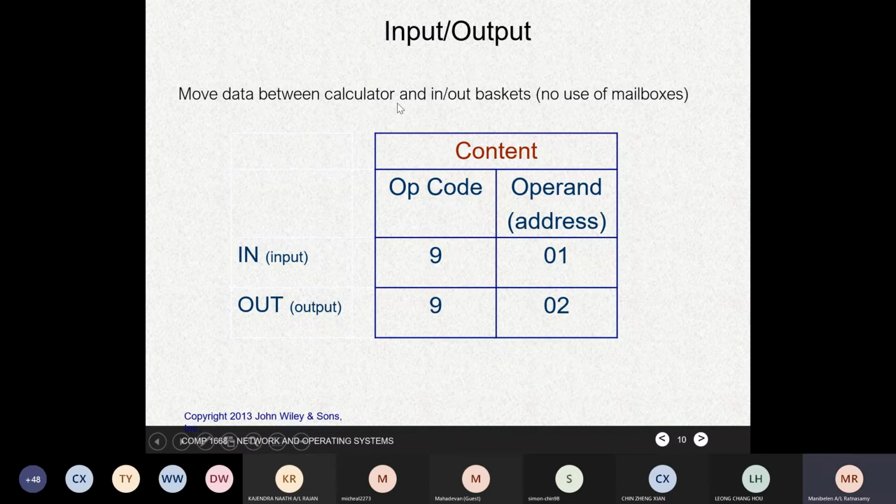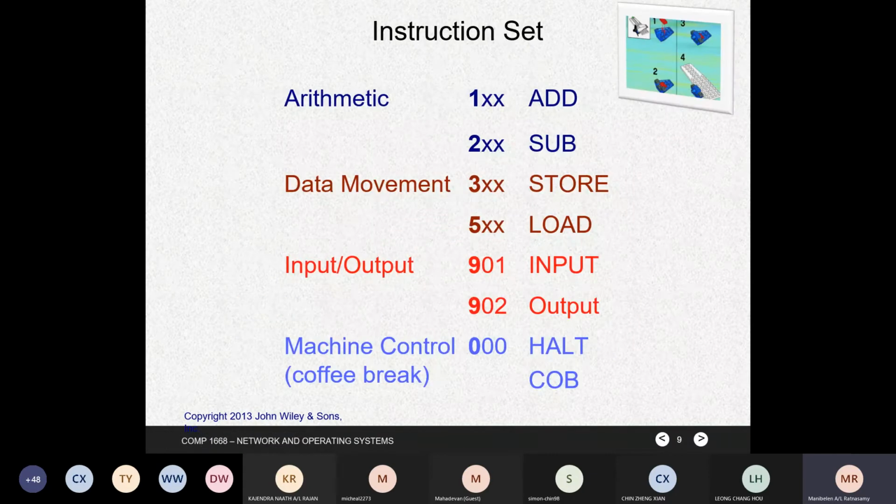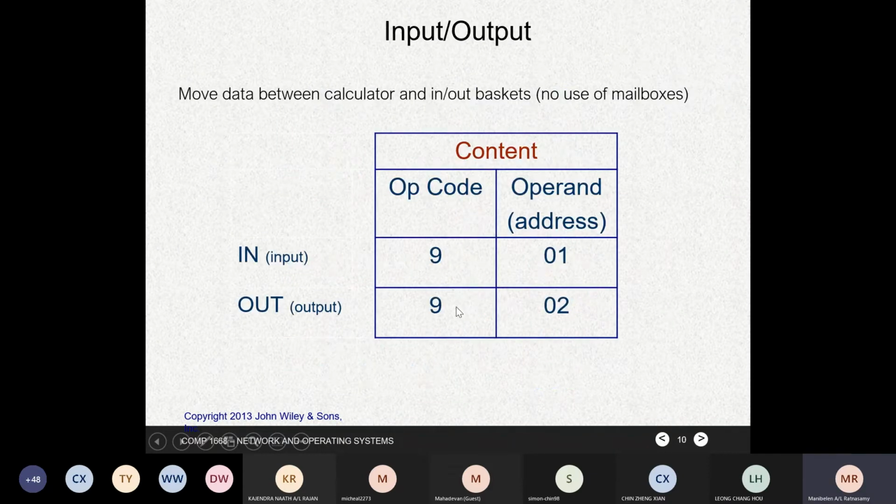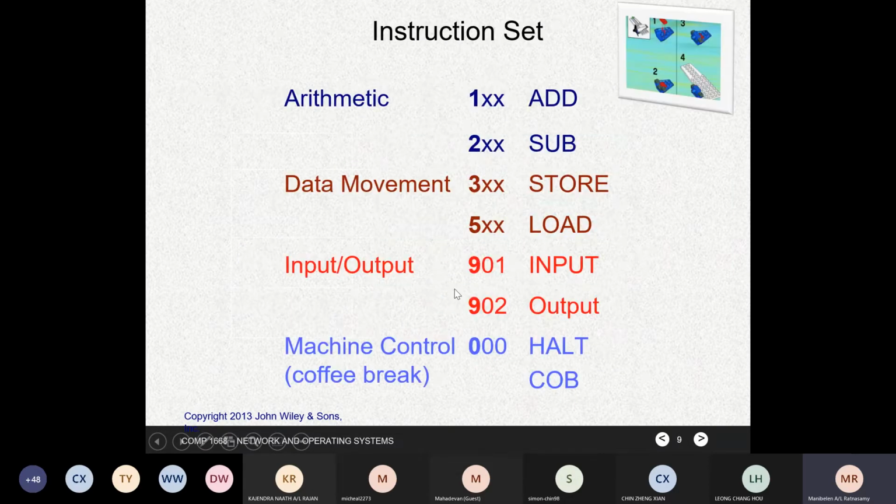Move data between calculator and in-out basket without using the mailboxes. So operation code, remember 9. Why 9? Input output starts with 9. You see the 9 is bold. So we use operation code 9, and for input we use 01 and for output 02. So that's how we use it.